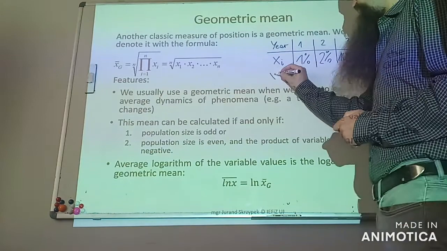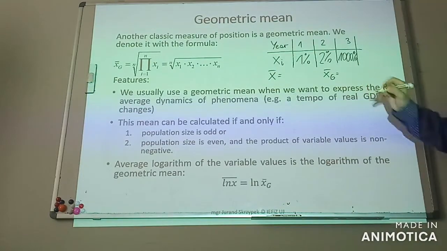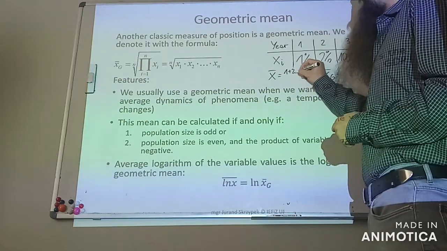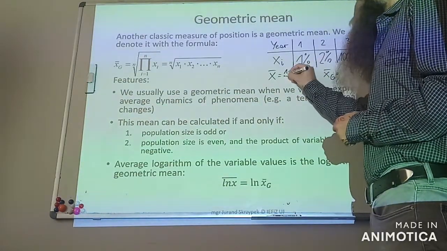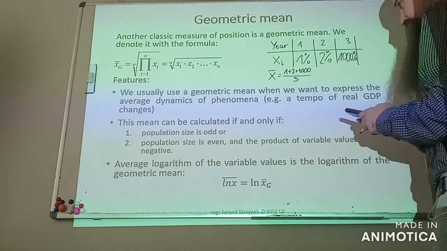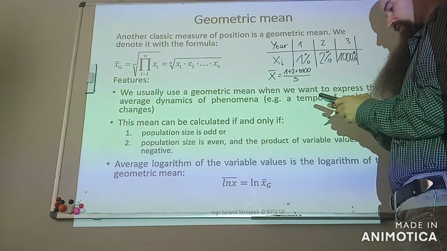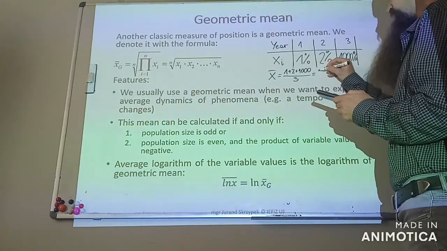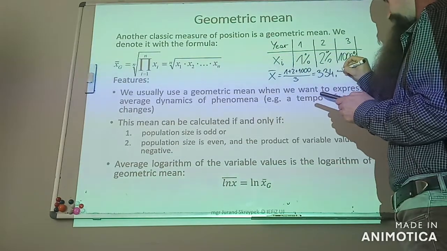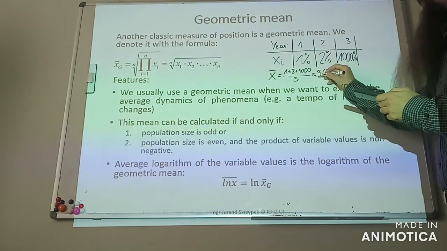So we can compute the arithmetic mean and we can compute the geometric mean. Arithmetic mean will be 1 plus 2 plus 1000 divided by 3. And what do we have here? 1003 divided by 3 is 334.3%, of course, approximately.